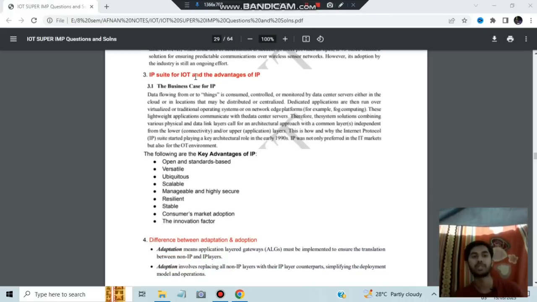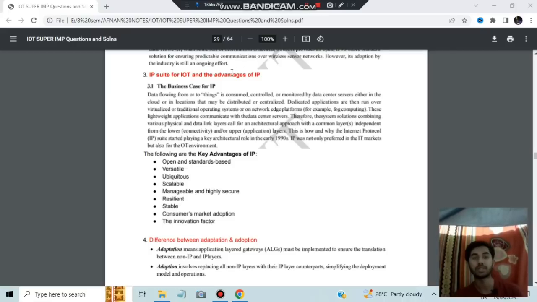Moving on, we have the IP suite for IoT and the advantages of IP. Both are the same. IP suite means what are the different layers present in IoT. For example, you have the fog computing layer, the lower connectivity layer, data link layer, transport layer, and application layer. All these layers form the IP suite.